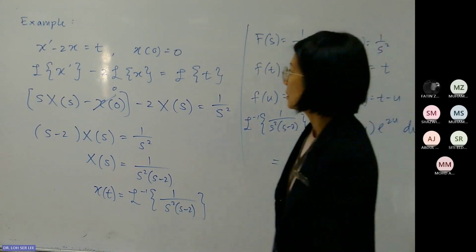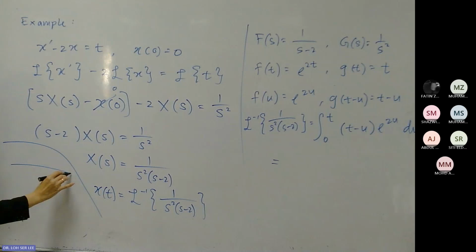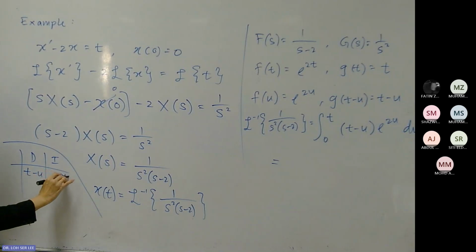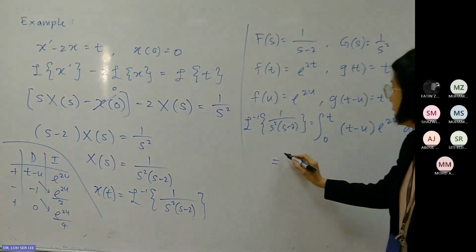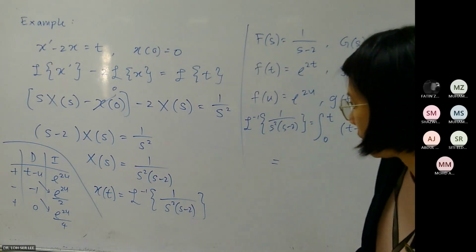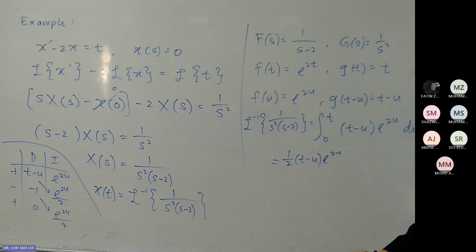Tabular method. Okay, t minus u and e to the u. Differentiate with respect to u, we get minus 1 and then 0. This one we get e to the u over 2, e to the u over 4. Then come back to here. We have positive half for t minus u, e to the u, minus, okay, plus 1 over 4 e to the u, from 0 up to t.